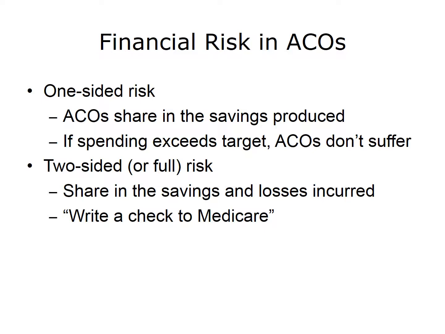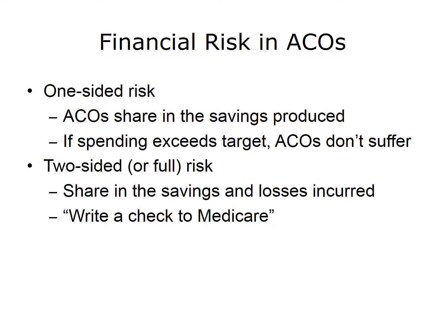The various ACO programs and models are organized to put different levels of risk on the ACO. Most typically, the ACO arrangement is one-sided, meaning that ACOs share in the savings produced, but not the potential losses. In this case, they get additional payments from Medicare to reflect the savings achieved by the ACO model. If the spending does not exceed the target, the ACOs are not at risk for the difference.